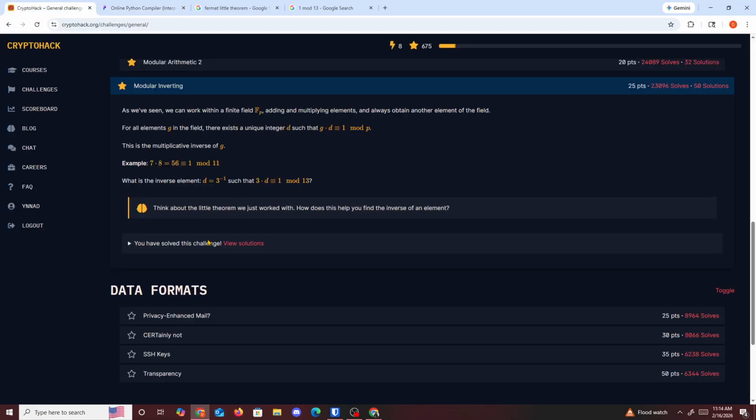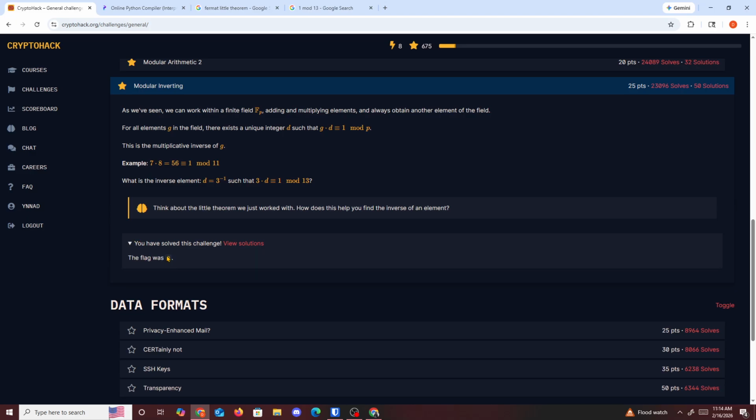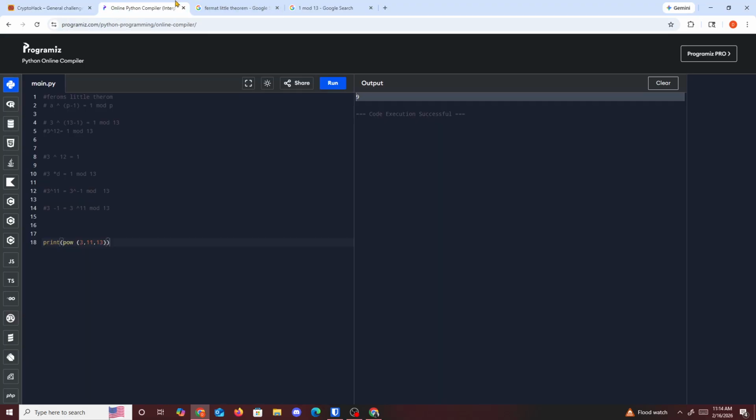Now, if we compare this to our final solution, the flag was 9, which is the final answer. So it takes a little bit of understanding about Fermat's theorem, in which we get this as one of our final parts. But after a bit of plugging in and messing around with the math, you should be able to get this as a final answer.